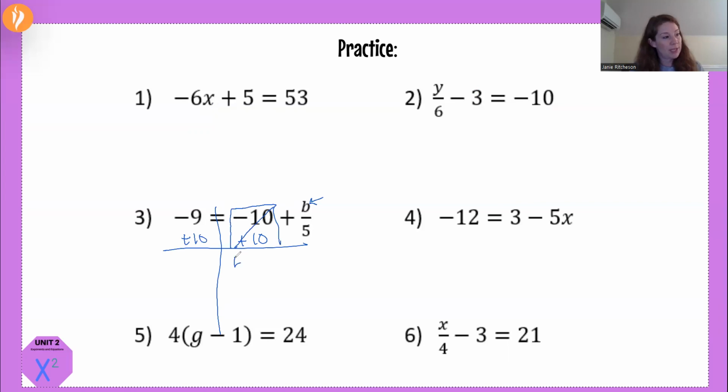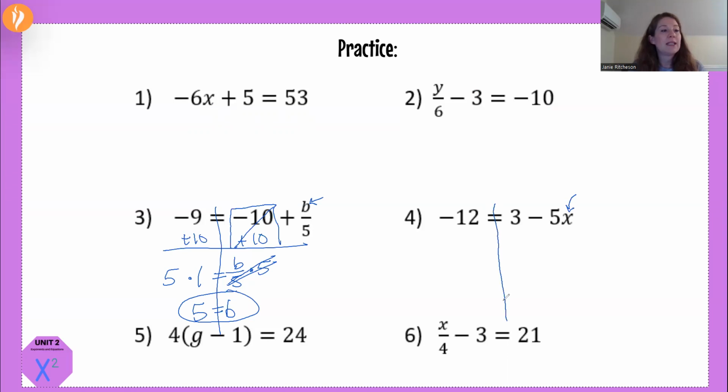So I bring down b divided by 5 is equal to, what's -9 plus 10? -9 plus 10 is 1. Now what's happening to my b? It's being divided by 5. So I'm going to do the opposite. I'm going to multiply both sides by 5. Gone. So b is equal to 5 times 1 is 5. Did you guys get that? I hope you did.